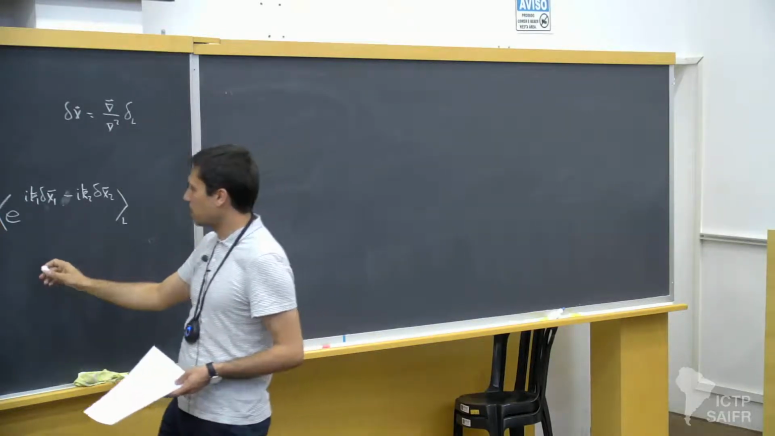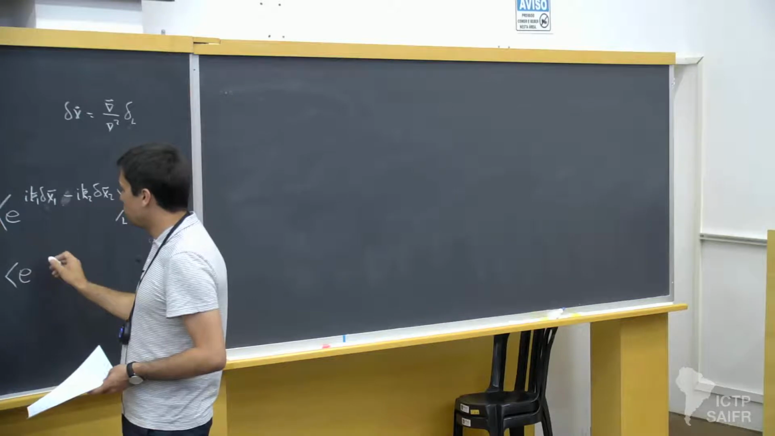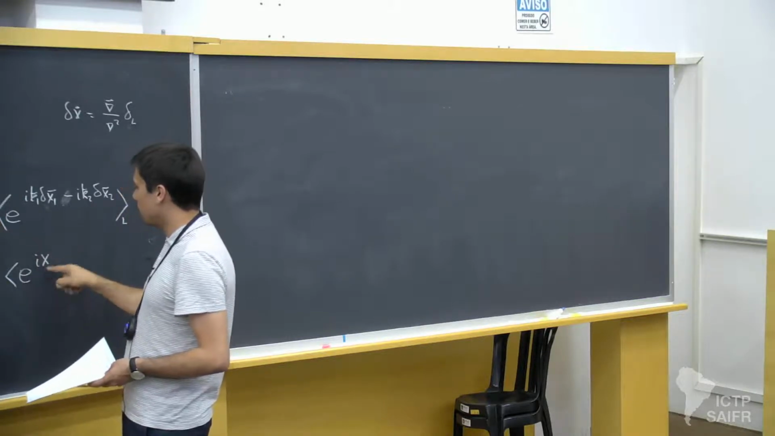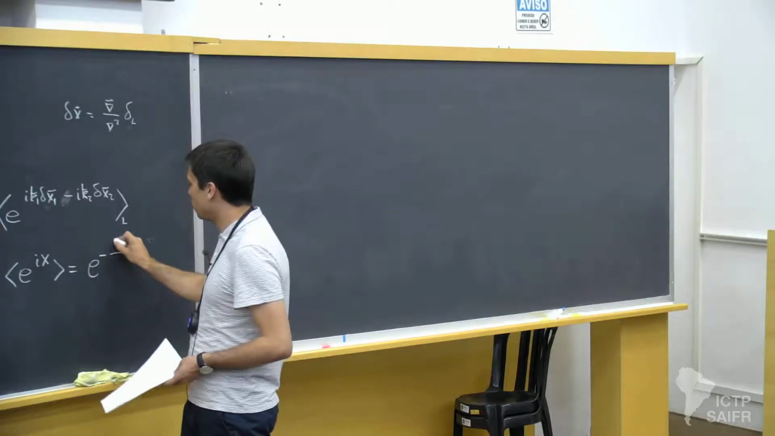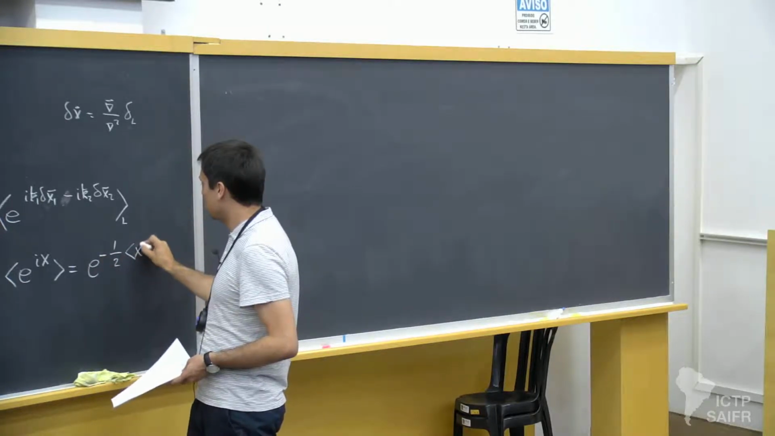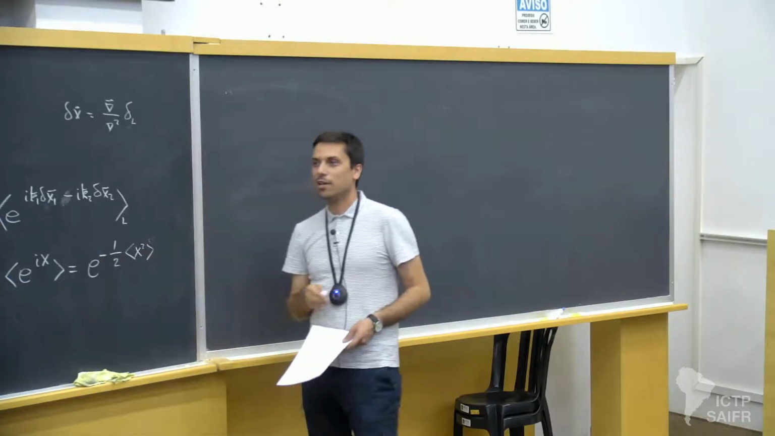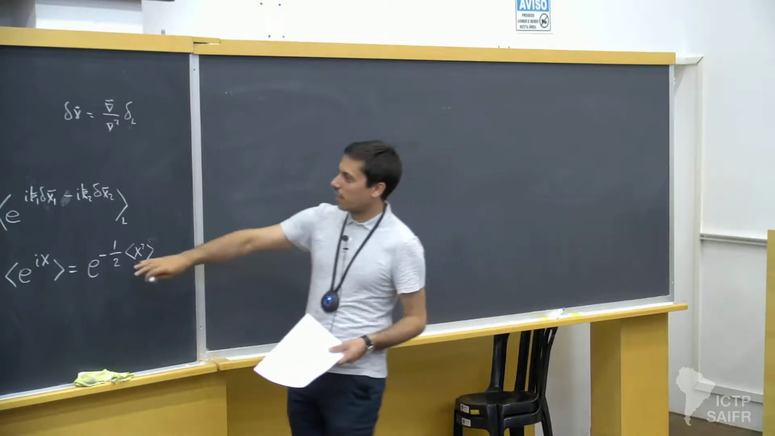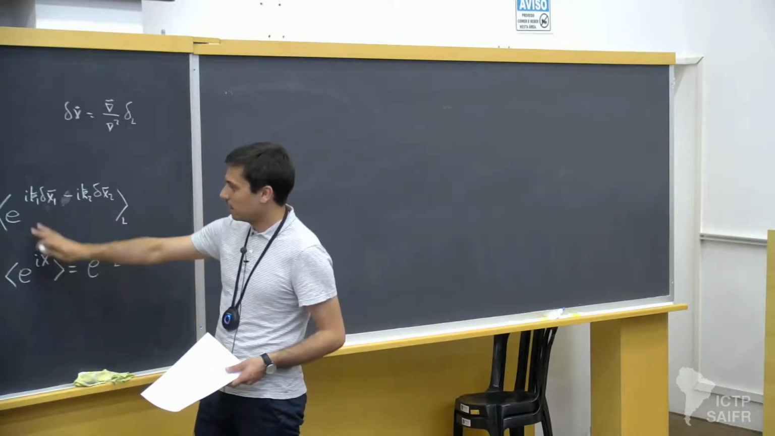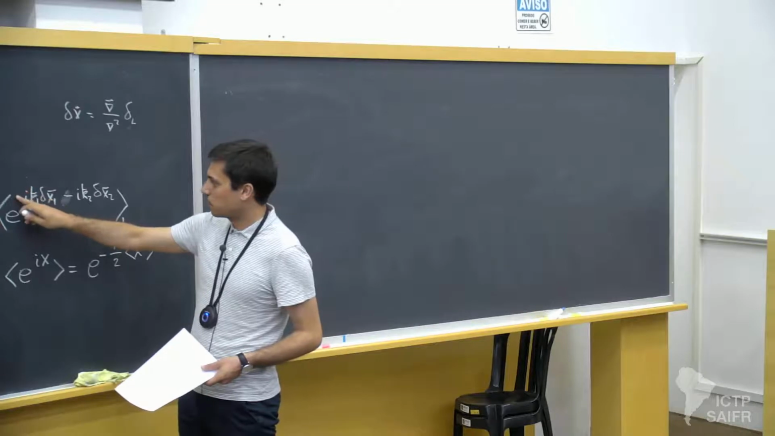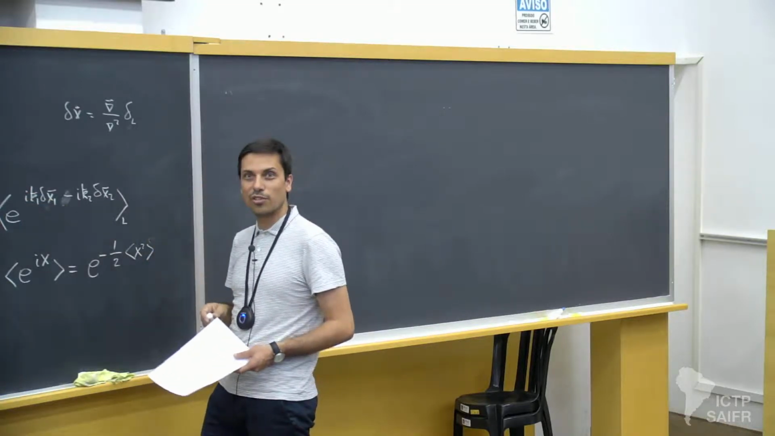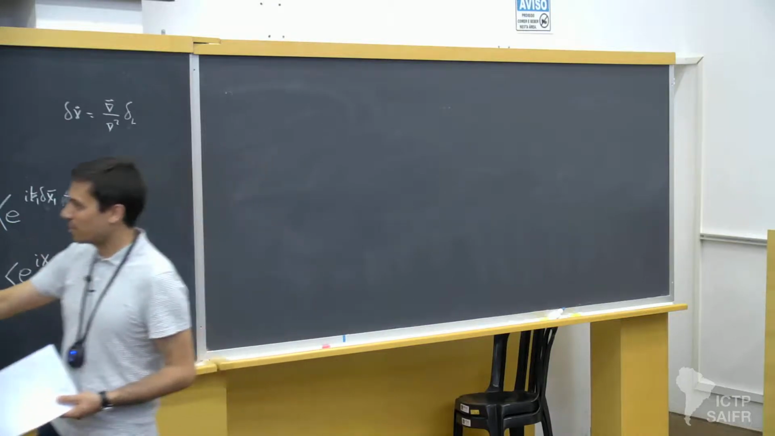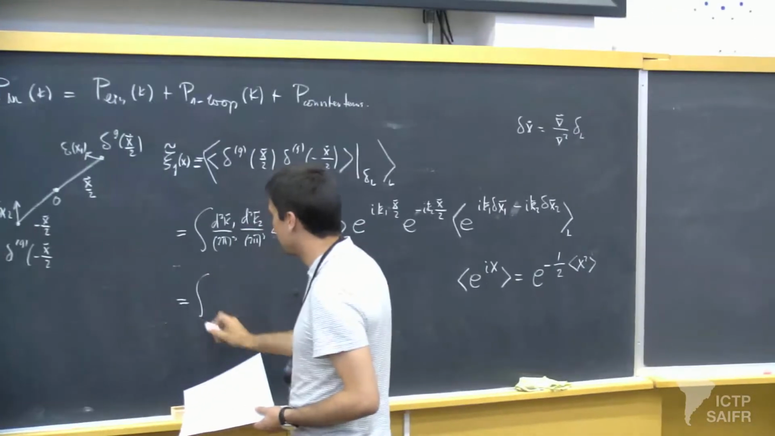For example, you can use the fact that e to the ix, if x is a Gaussian variable, becomes e to the minus 1/2 x squared. This is true if x is a Gaussian variable. So you can come here, replace this expectation value with the expectation value in the exponent, and keep doing the calculations. Let me do one more step just to simplify it to a form that is maybe easier to see.